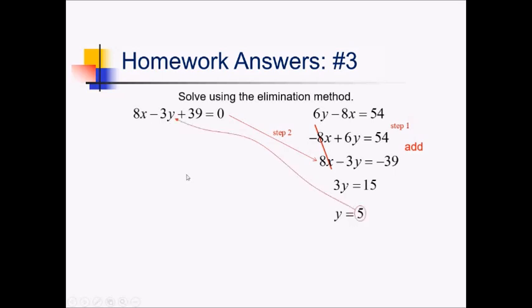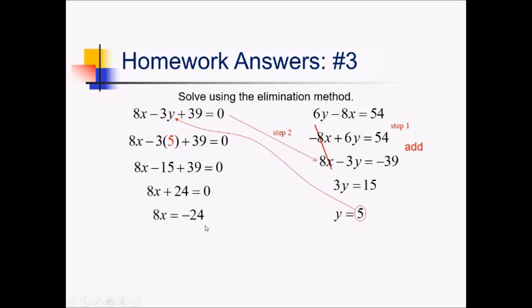It doesn't really matter which one we use, but I'll use this one. So we've got 8x minus 3 times 5 plus 39 equals 0. So we can write this as minus 15 in there. And then negative 15 and 39, that's going to add up to 24. If I subtract 24 and divide by 8, we get x equals negative 3. So then negative 3 comma 5 is our answer.